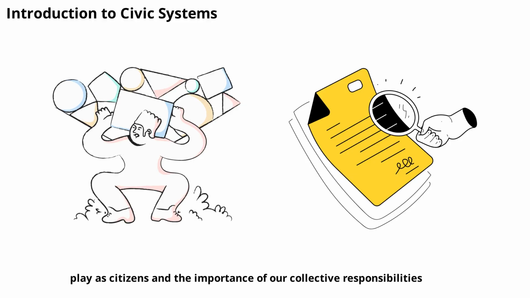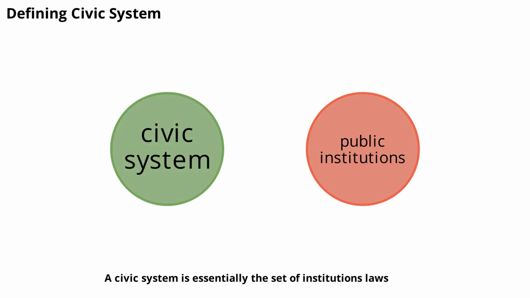Understanding civic systems helps us appreciate the roles we play as citizens and the importance of our collective responsibilities. Let's explore how these systems shape our daily lives and communities. A civic system is essentially the set of institutions, laws, and practices that organize public life. Think of it as the operating system for a community or nation.